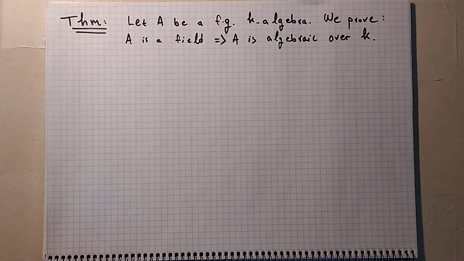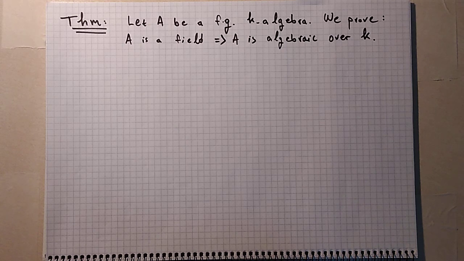Okay, so let's start by looking at the first version, which is the one we see right here. So what does the theorem say? We start with a non-zero finitely generated K algebra, and what we're going to prove is that if A is a field, then it follows that A is algebraic over K, which by definition means that every element of A satisfies some non-zero polynomial with coefficients in K.